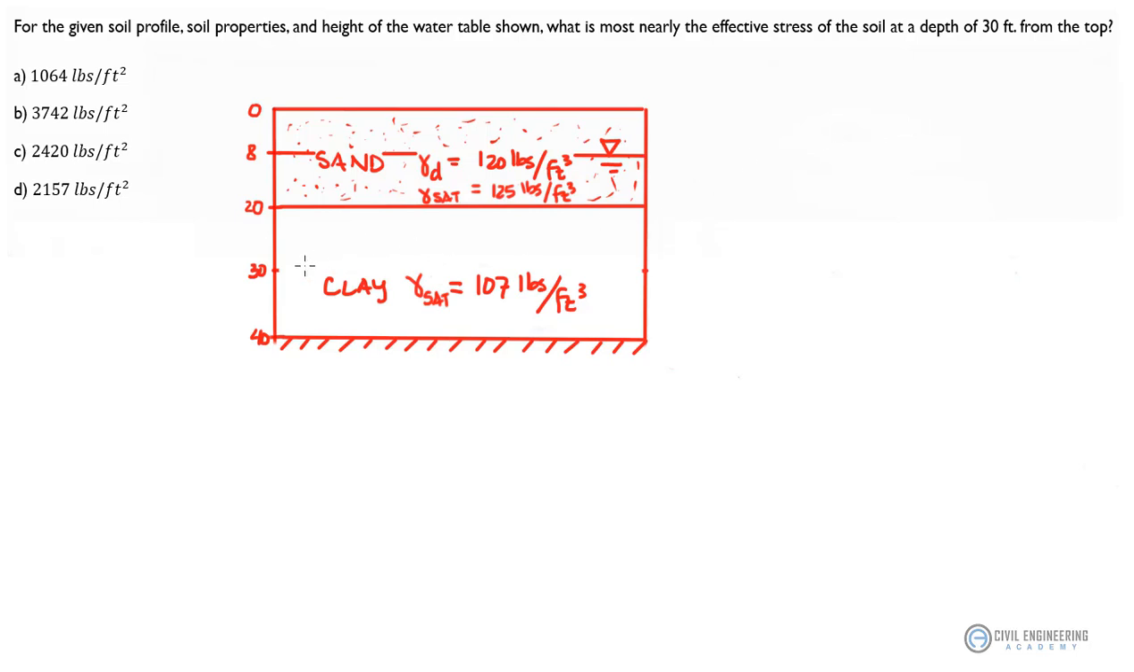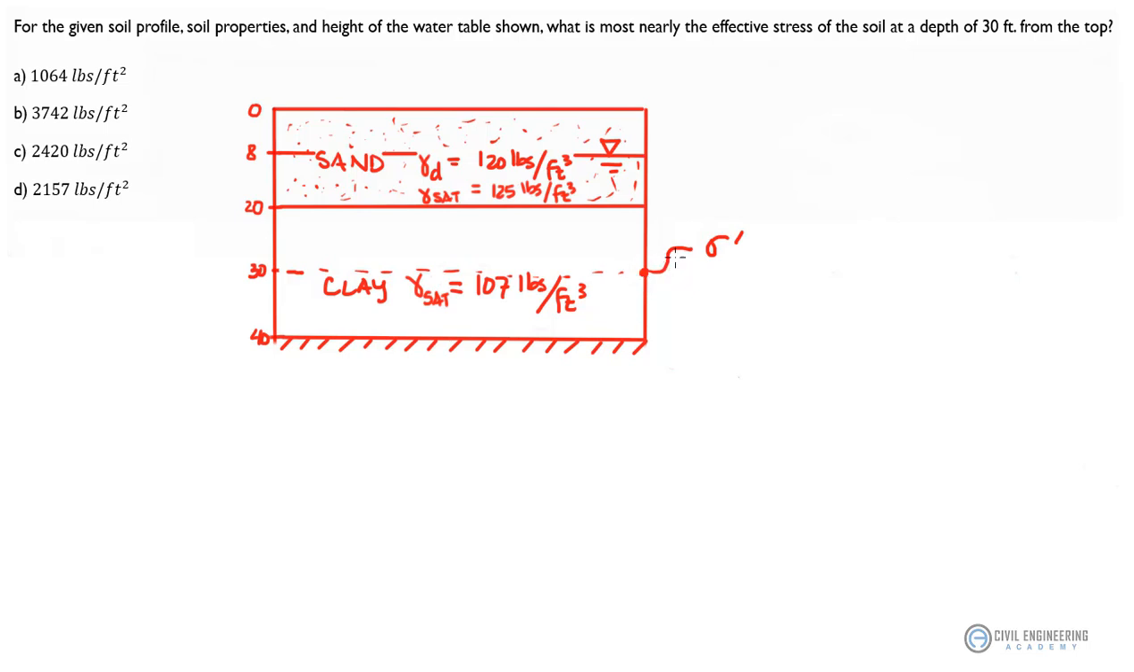And the problem is asking for the point 30 foot below the surface, so about right here, I'll kind of draw a dashed line. Right here, it's looking for the effective stress, which is usually indicated by a sigma prime. We'll put a little dot here to show that's the point that we're trying to find our effective stress.